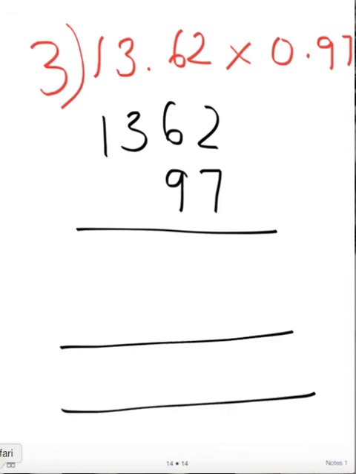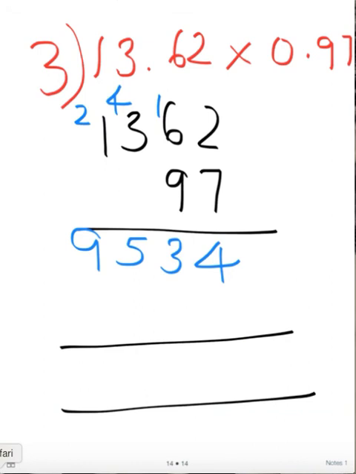And let's multiply. Okay, so I'll change my color. We've got 7 times 2, which is 14. Put the 4 down, carry the 1. 7 times 6 is 42. And 42 plus 1 is 43. Put the 3 down, carry the 4. 7 times 3 is 21. And 21 plus 4 is 25. Put the 5 down, carry the 2. And then 7 times 1 is 7. Plus that 2, we end up with 9. And I'm just checking to make sure everything is in the correct place value.